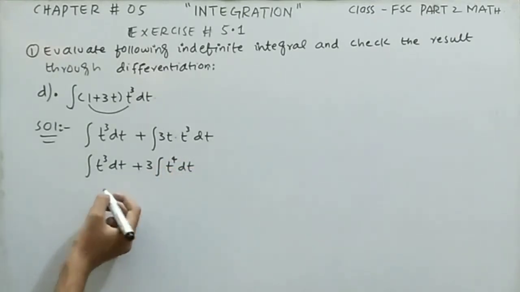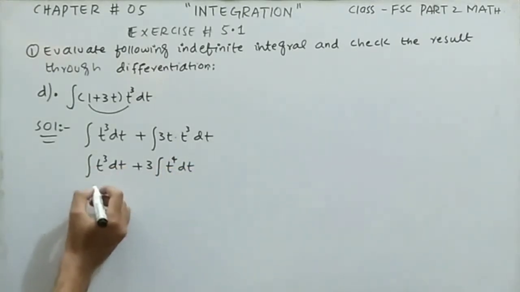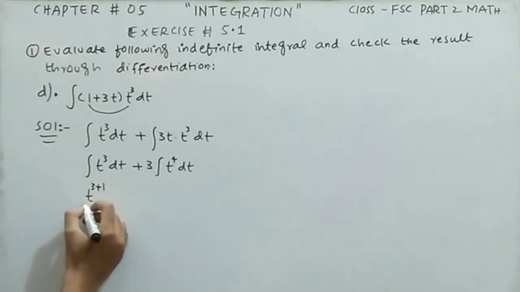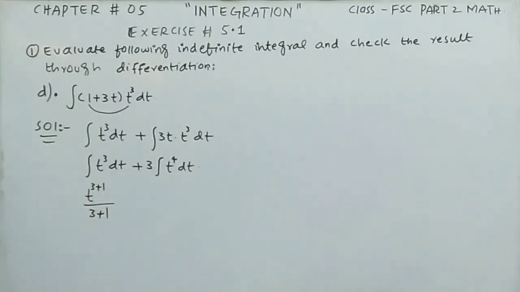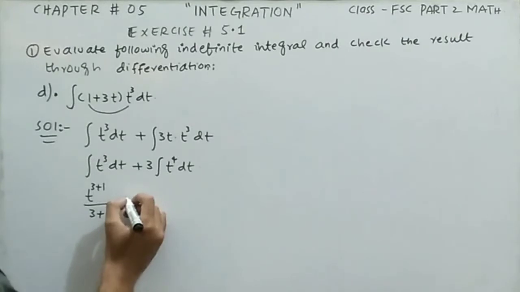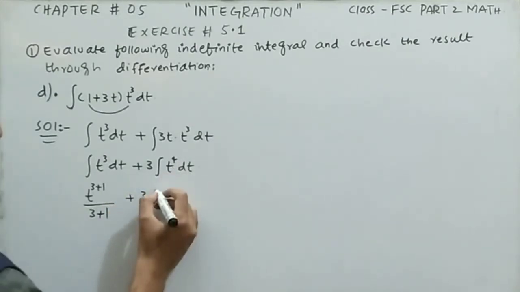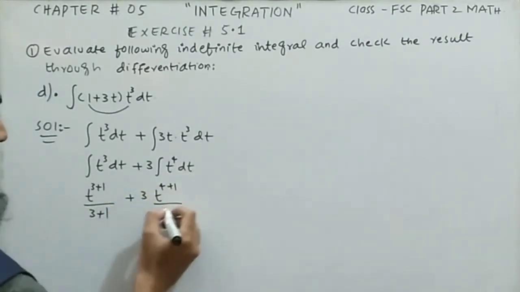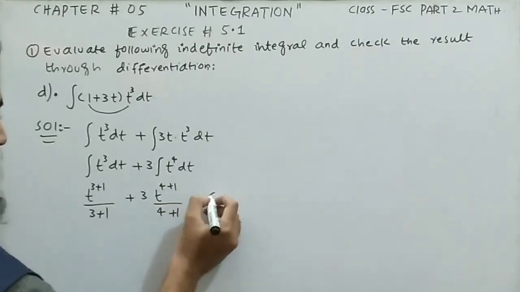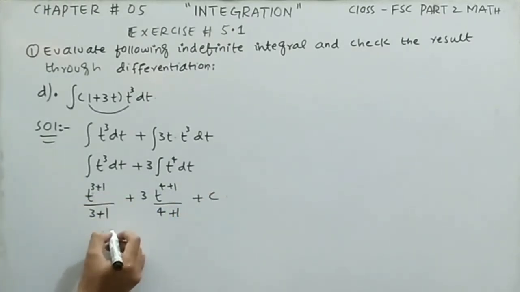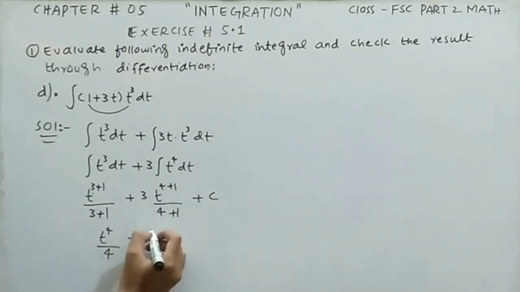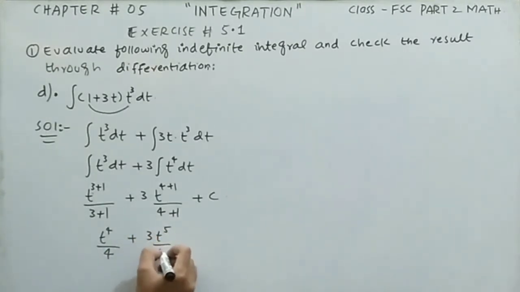Now using the generalized power rule of integration, add 1 in the power, so it becomes t power 3 plus 1, and apply the same logic in the denominator. After this plus 3 comes down as it is, and for t power 4 we add 1 in the power and also in the denominator, plus constant. It becomes t power 4 divided by 4, plus 3t power 5 divided by 5, plus constant. So this is actually the required answer.